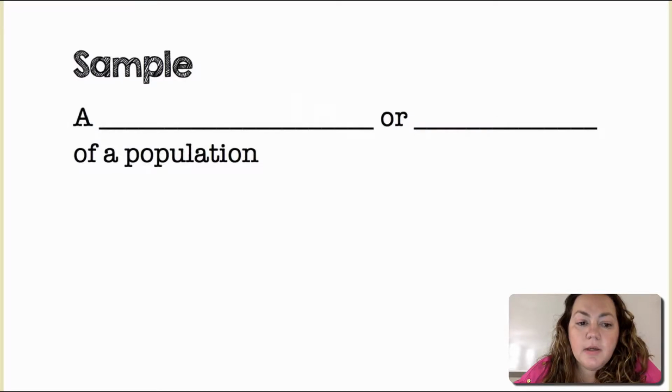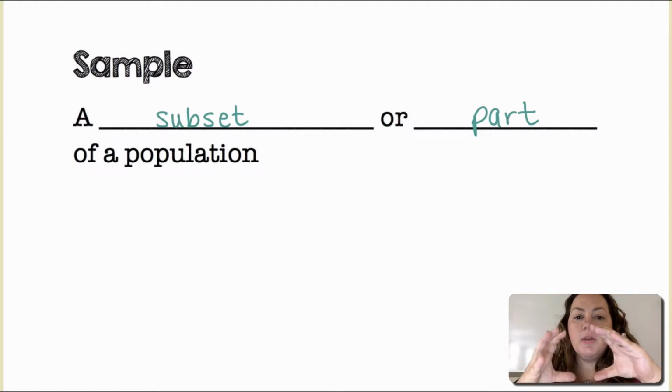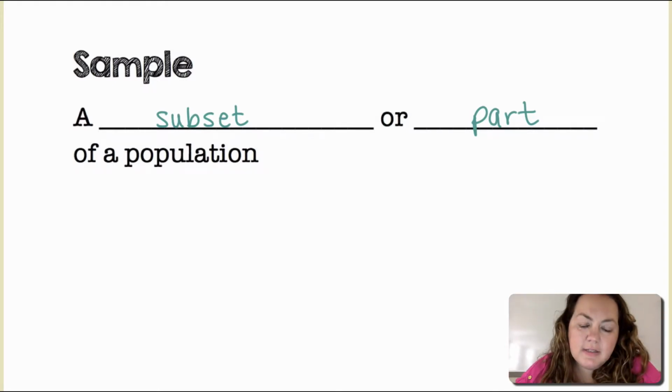A sample is a subset or part of a population. Okay, so if we have this big group of population and then we take a small section, that's a sample. So typically in statistics, we'll take a sample because we don't want to collect data from every single person in the population, unless we have a really small population group.